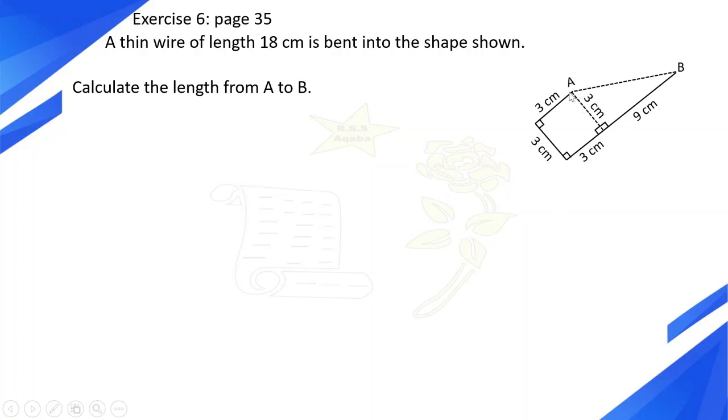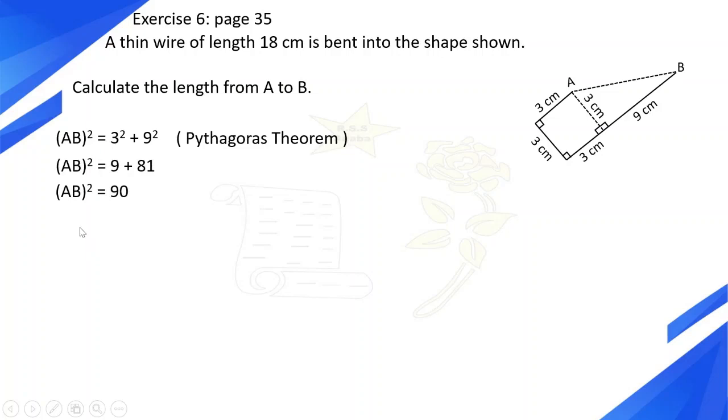Now we have a right-angled triangle, and AB is the hypotenuse, the longest side. We know the length of this side and the length of this side. So easy. AB squared equals 3 squared plus 9 squared. 3 squared equals 9, 9 squared equals 81. Let's add, we will get 90, so AB squared equals 90. Take the square root of both sides, so AB equals the square root of 90.